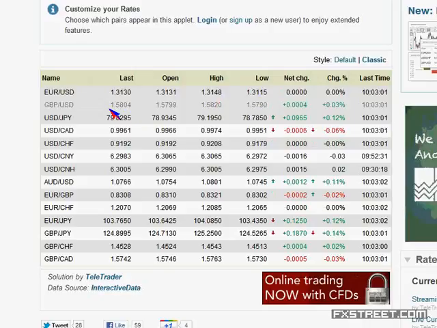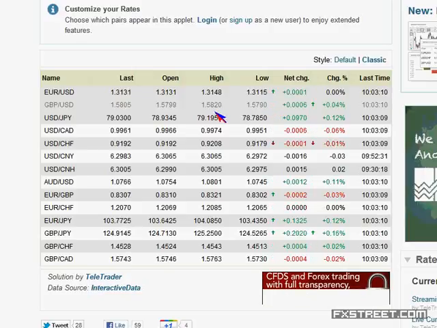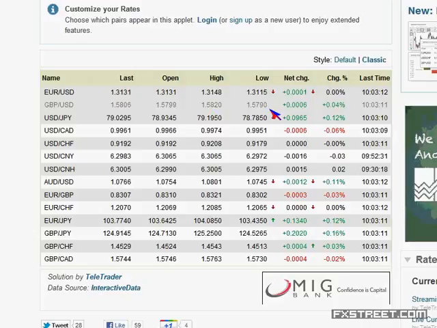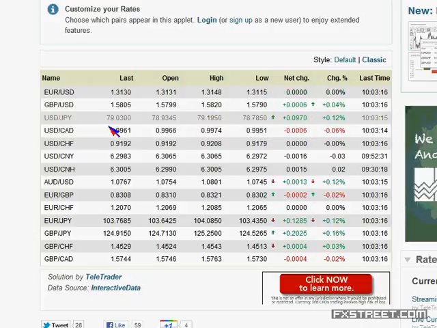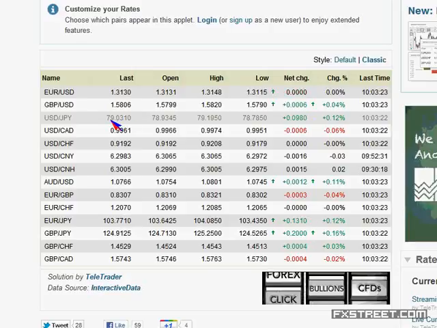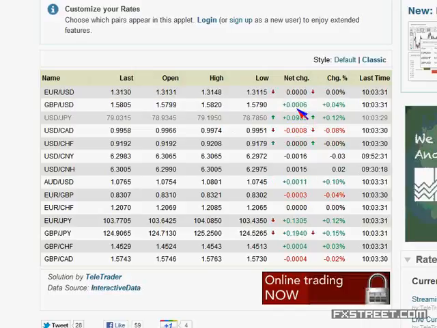Then in the case of GBP, it is currently trading around 1.5804 and 1.5820 is the high, 1.5790 is the low. Again, the spread is only about 30 pips and it is showing about 6 pips positive net change. And in the case of yen, it is trading around 79.02, 79.03 area. 79.19 is the high, 78.78 is the low, and it shows 9 pip positive net change.